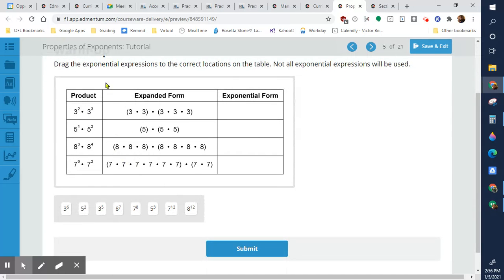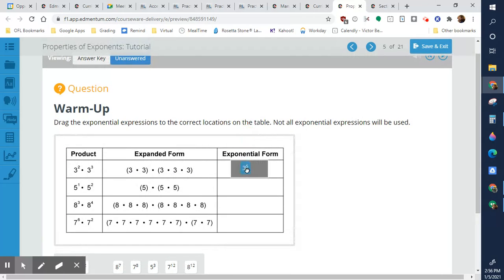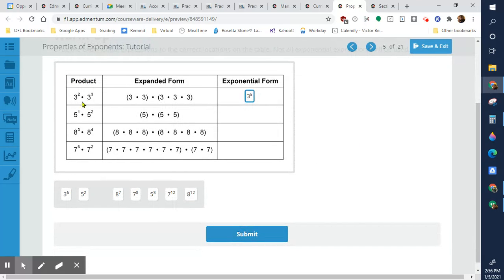So let's do this. If we're talking about this and we want to expand this idea, this is the expanded form. So if we're doing 3 squared times 3 cubed, 3 squared is 3 times 3, and then cubed is going to be 3 times 3 times 3 because there's 3 threes. So if we want it in an exponent form, we want a 3 5 times. So in other words, we're going to do 3 to the 5th power. So if you see here, when we're multiplying, we just add the exponents.